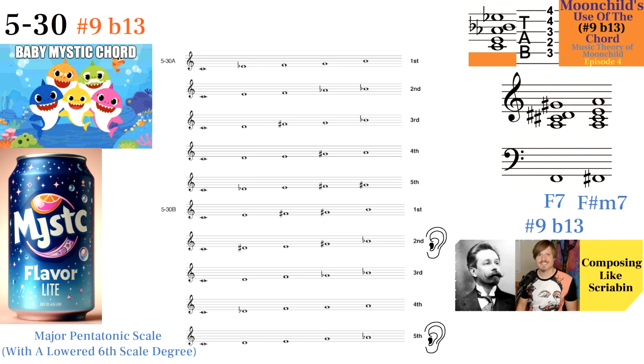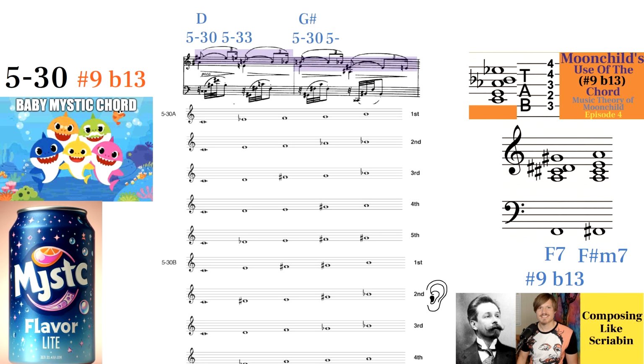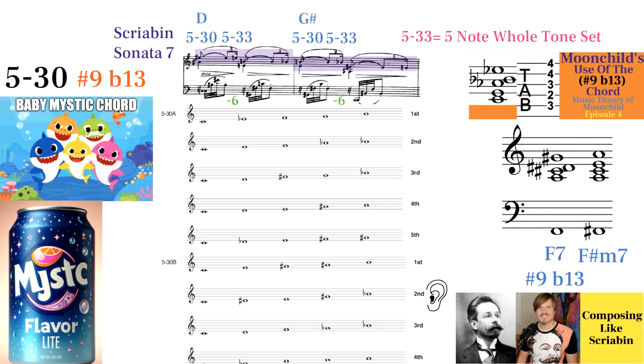In my course on composing like Scriabin, I go into detail about how to apply mystic subsets like this, such as transposing it a tritone away like in this excerpt from Sonata 7.